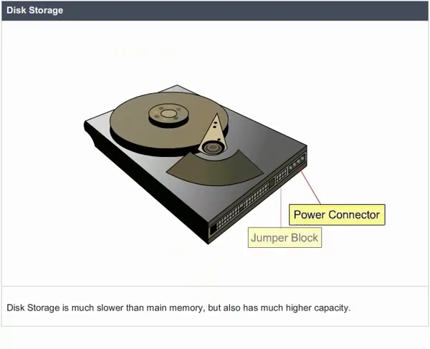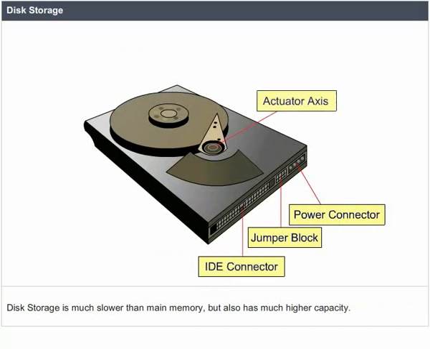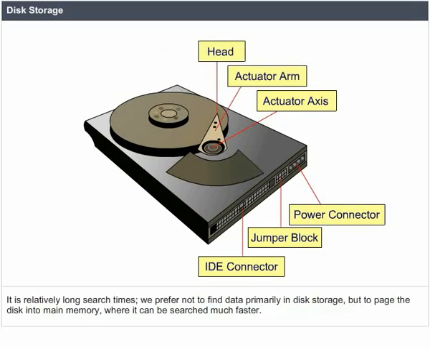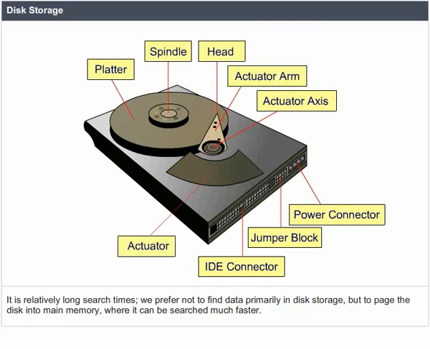Disk storage is much slower than main memory, but also has much higher capacity. It has relatively long search times. We prefer not to find data primarily in disk storage, but to page the disk into main memory, where it can be searched much faster.